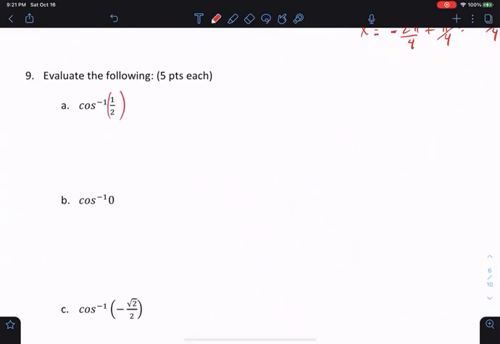So cosine inverse of 1/2, right? So you have to think, they give you this value and you need to find out the angle, right? With 1/2, you should know what the cosine inverse is. Remember, for inverse cosine, the range is from 0 to pi, right? So they're asking you for 1/2, so you should know what that is, right? Cosine inverse of 1/2 is pi over 3, right?